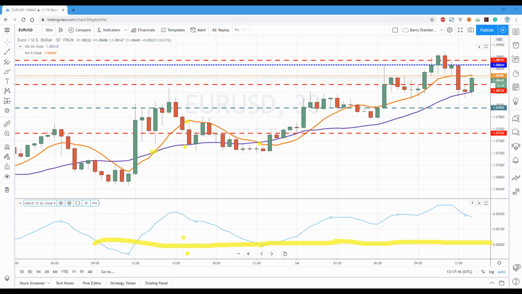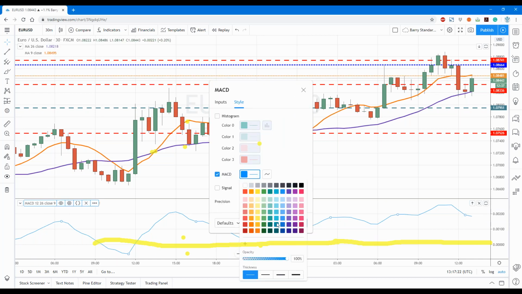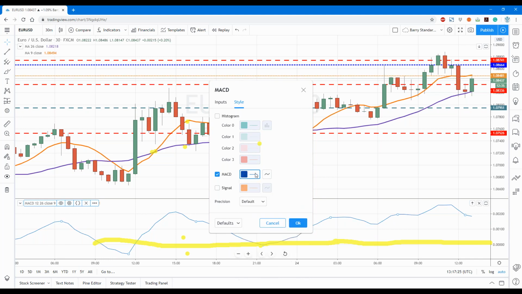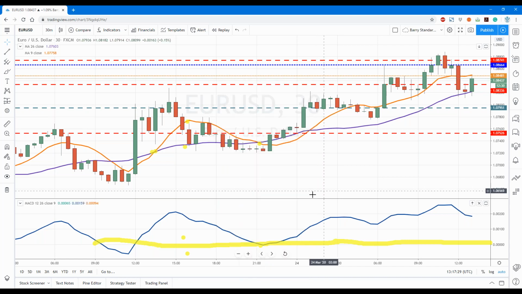Let me make this a little bit darker so you can see it better. Make it a dark blue, and let's make it a little thicker. So this is the moving average convergence and divergence MACD line. But that, again, doesn't tell us anything. It is just the difference between these two numbers above.